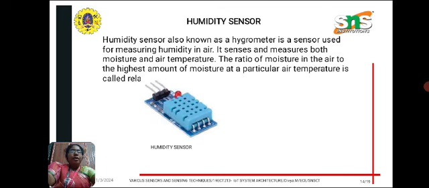Finally, we are going to see the humidity sensor. A humidity sensor is also known as a hygrometer sensor, used for measuring humidity in the air. It senses and measures both moisture and air temperature. The ratio of moisture in the air to the highest amount of moisture at a particular air temperature can be calculated. This is the humidity sensor that we are using.